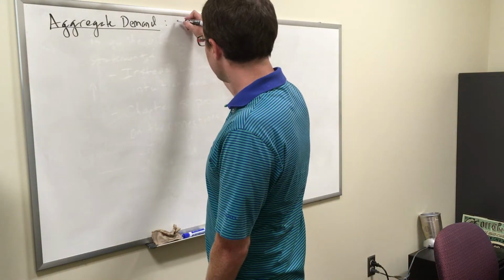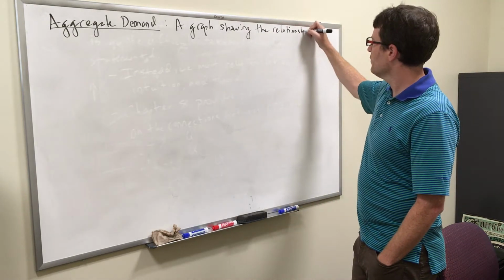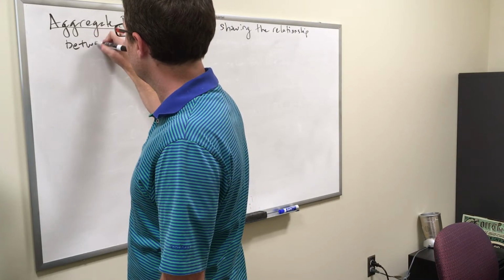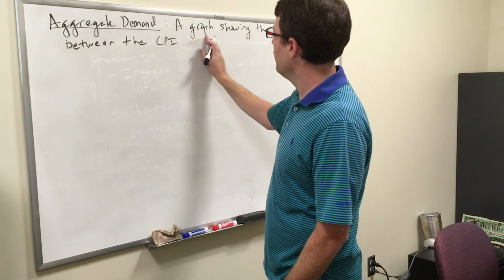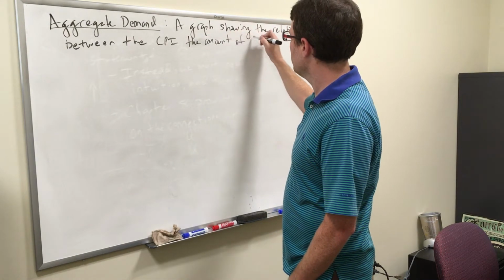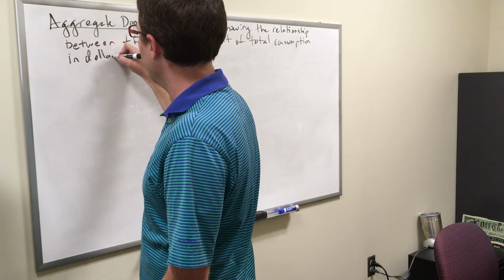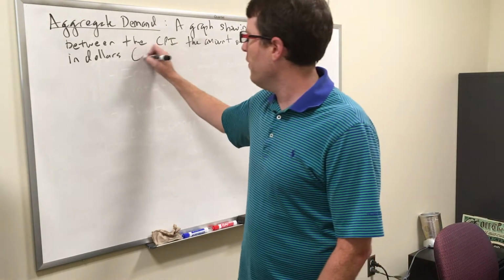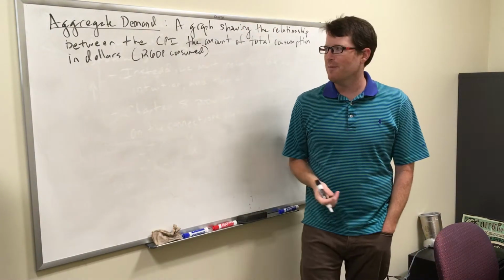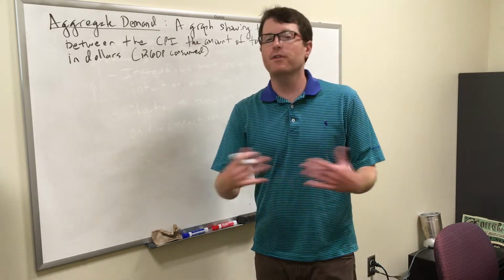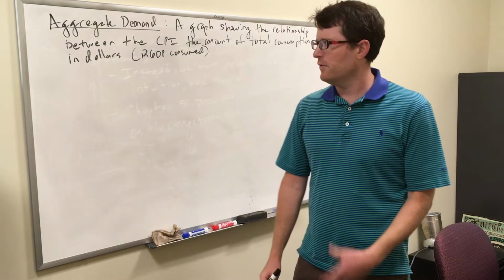So what we're showing here is a graph showing the relationship between the CPI or price level and the amount of total consumption. In dollars, since we'll be talking mainly about the U.S. and these examples we'll be using dollars. And we'll call this real GDP consumed, which is kind of an oxymoron because real GDP is production, and we're going to be talking about consumption. But it's basically just all of the goods consumed, right? All of the total units or dollars worth of goods and services consumed in a given year. We'll just kind of call that real GDP consumed, just so we have a title for it.